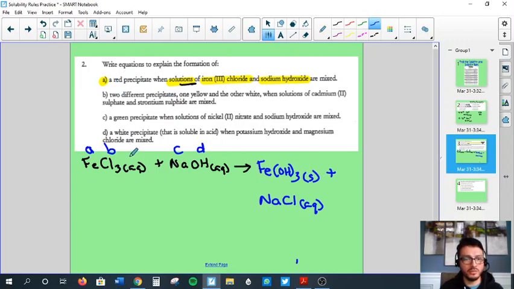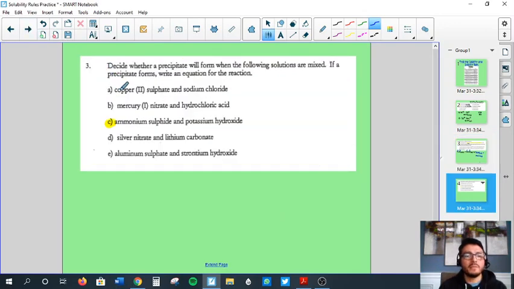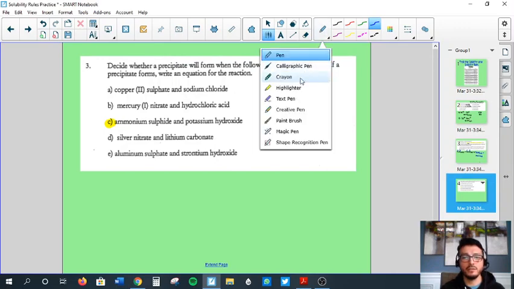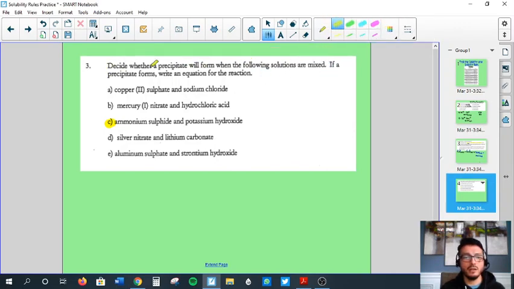Okay, continue the rest of these yourselves. Last question. This says, decide whether a precipitate will form when the following solutions are mixed. Okay, highlight. So here's that magic word, solutions. If a precipitate forms, write an equation for the reaction. Essentially we have to write the full reaction anyways, whether the reaction happens or not, because we're going to have to figure out if it does. And the only way to do that is to write out the full reaction. So back to our pen.